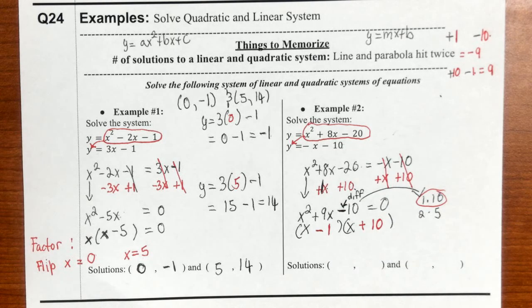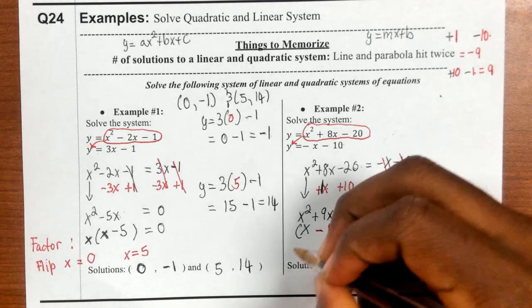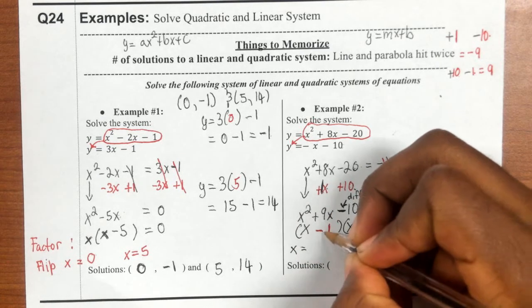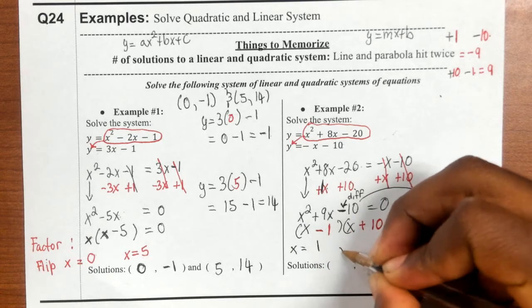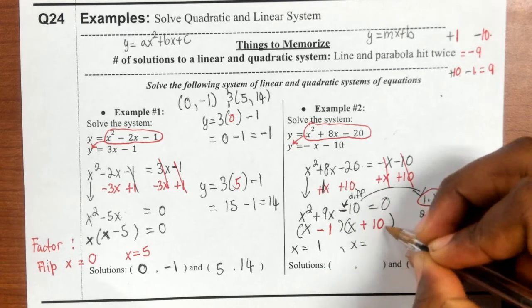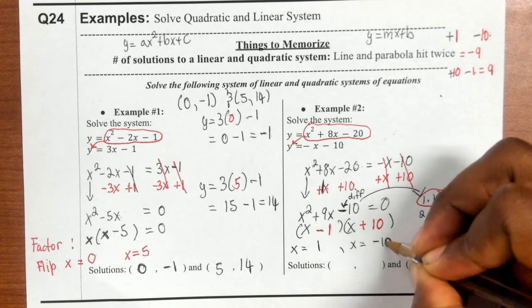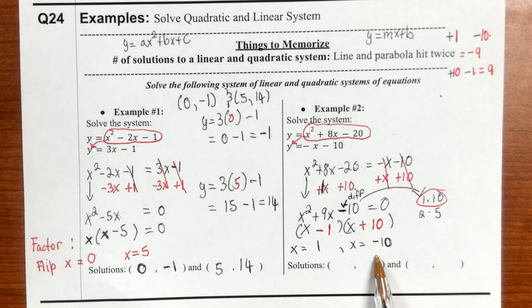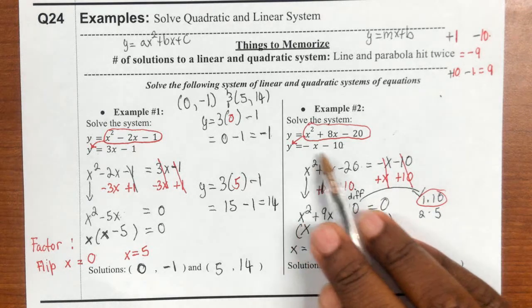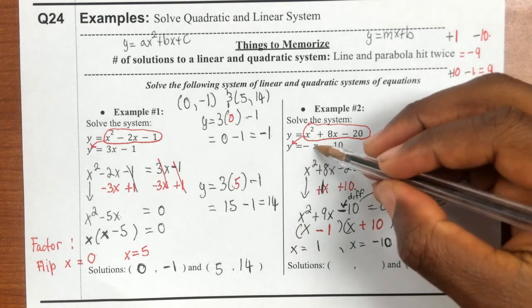Alright? So now we're going to go ahead and flip the signs. So we have two numbers we can flip. So when I flip a negative 1, I get a positive 1. And when I flip a positive 10, I get a negative 10. Alright? So those are my two x values. Now I need to find my y values.